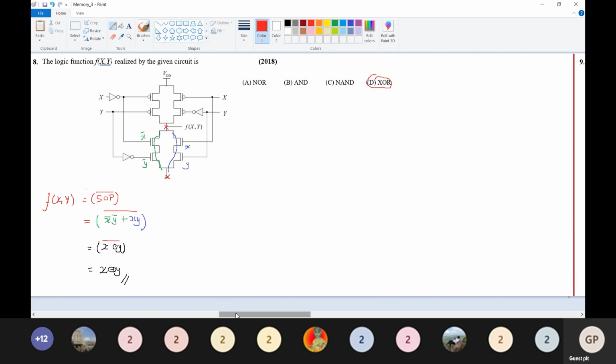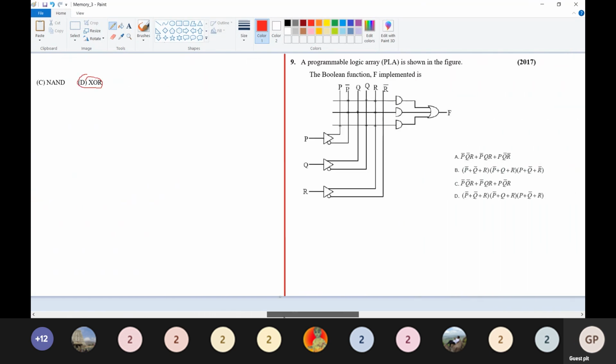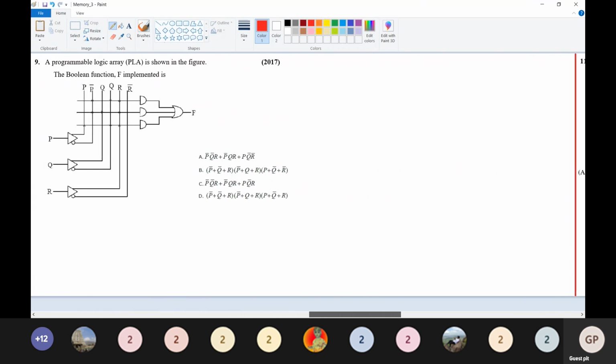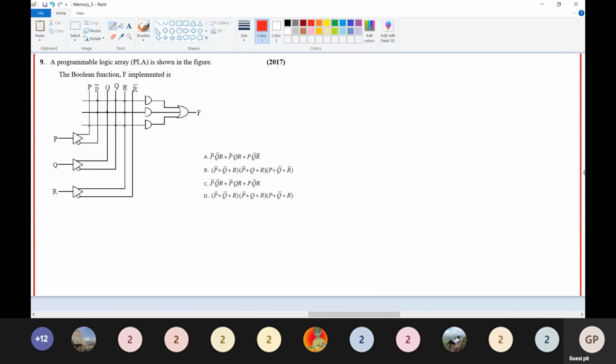Okay. So now we move to the next question. Here we are going to discuss a PLA problem. In this problem, the question is given as: a programmable logic array is shown in the figure. The Boolean function f implemented here.